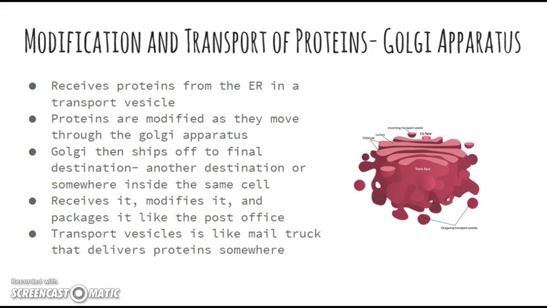Modification and transport of those proteins. So we're going to make all the proteins at the ribosome and at the rough endoplasmic reticulum, but then we need to modify them. We need to proofread them. We need to make sure they are perfect before we use them.